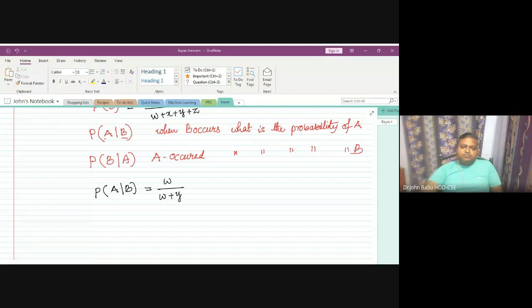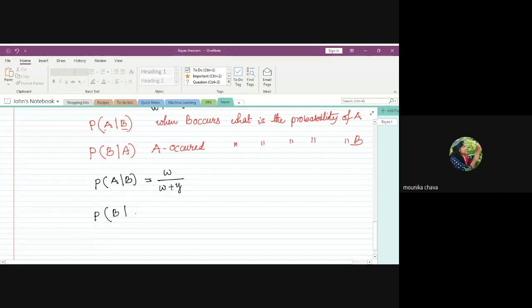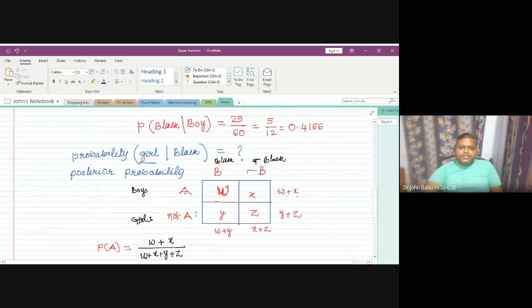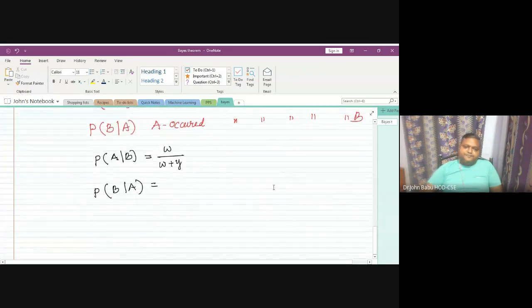Similarly, probability of B given A. Probability of B given A is W by W plus X. When A occurs, the B value is W, and when A occurs, not B is X. So W by W plus X, that is the conditional probability.